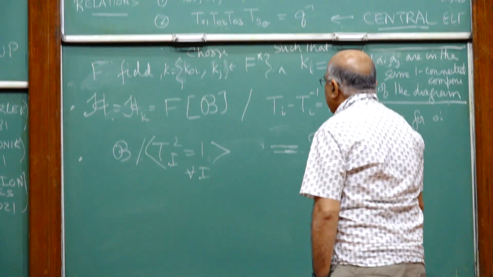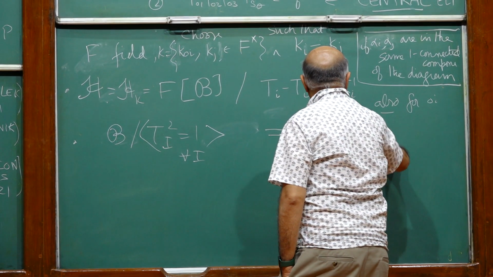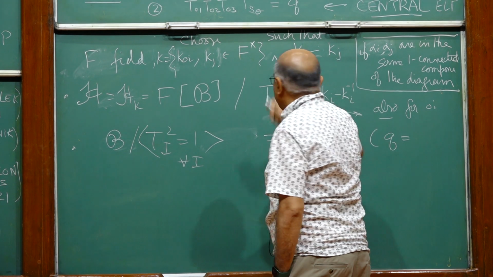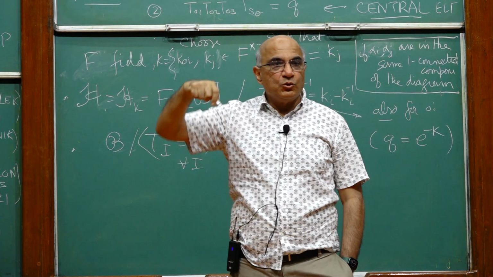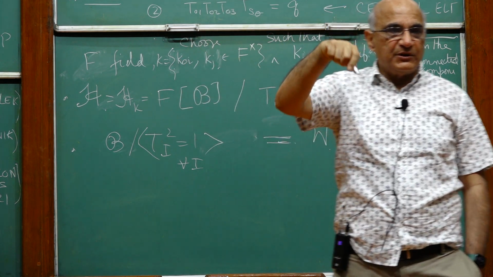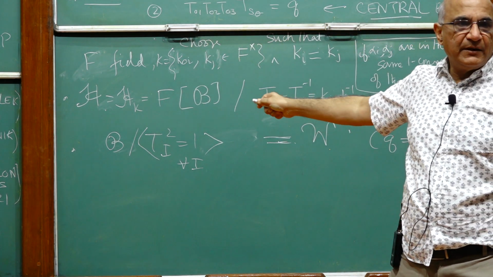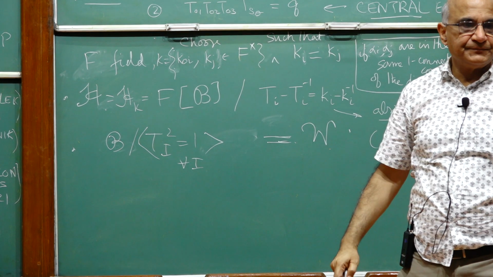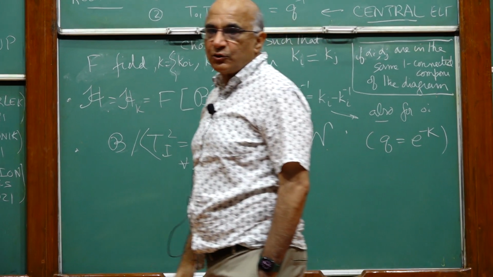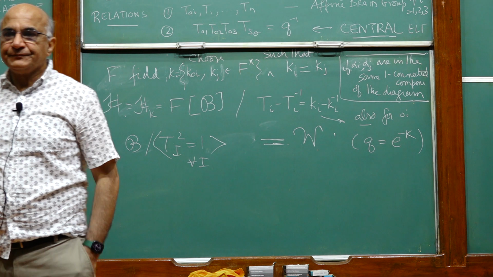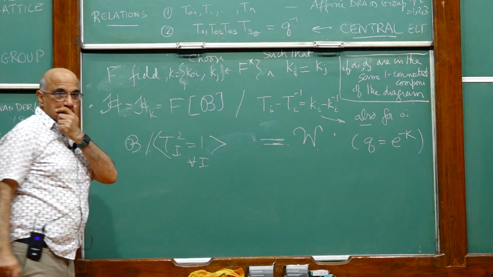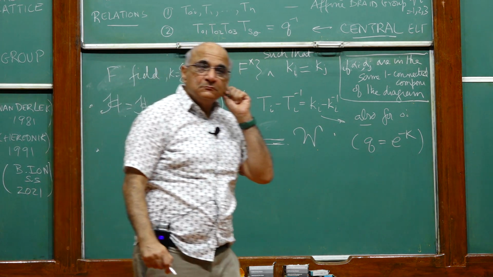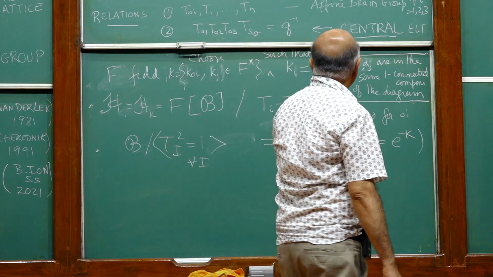I should say what Q is in this setup. So Q would be e to the minus k, or exponential of minus k, where k is the null coroot, sorry, null coroot.